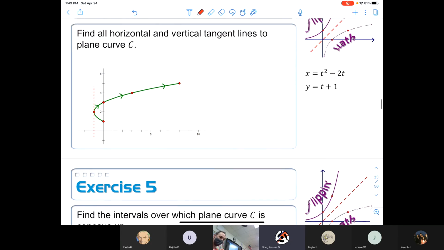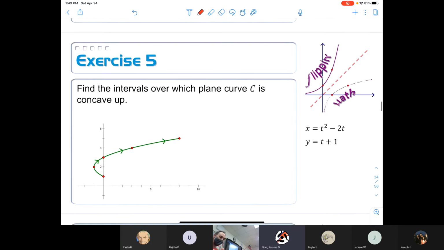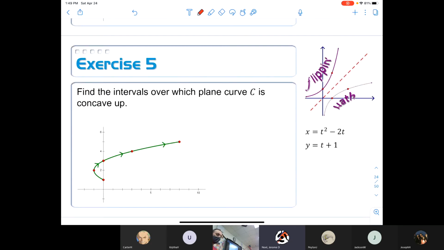All right. Let's see what else is going on. Already found that. Ooh. Find the intervals over which it's concave up. Second derivative. Okay, so we're not going to start with the parametric version of it again, because we're going to get the wrong answer for some reason. So we'll go back to the first derivative that we had before in terms of y, I think.